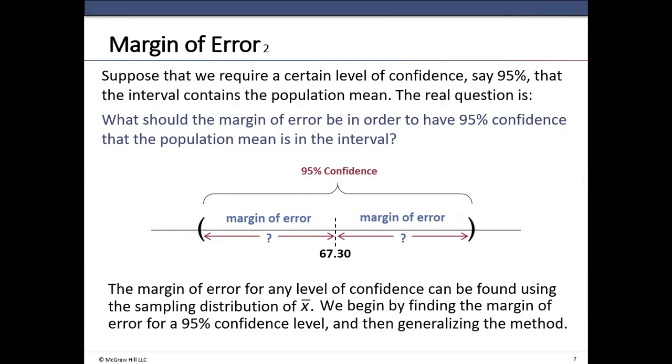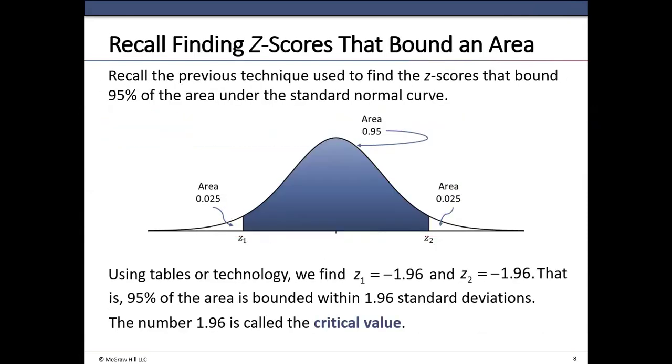The margin of error for any level of confidence can be found using the sampling distribution of X bar, the probability distribution of the sample mean. We begin by finding the margin of error for a 95% confidence interval and then generalizing the method. Recall the previous technique used to find z-scores that bound the central 95% of area under the standard normal curve. So the area in the center is 0.95. That means the area in two tails is 1 minus 0.95, because the total area under the curve is 1. 1 minus 0.95 is 0.05. That is the area in two tails.